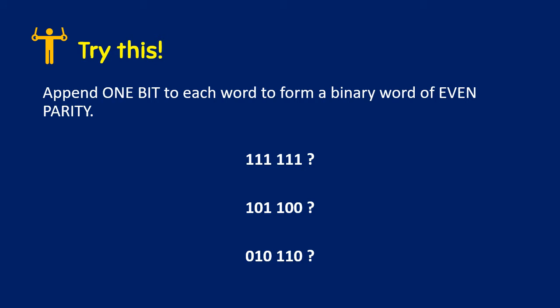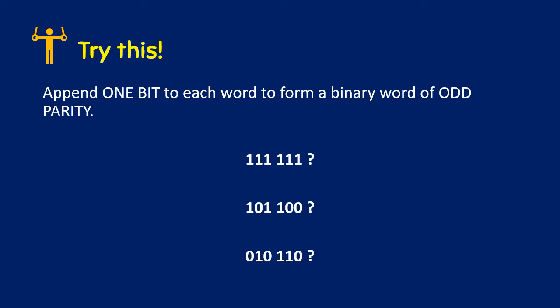Okay, so let's try this. Append one bit to each word to form a binary word. Again, we want it to be of even parity. So we have how many ones here? We already have 6 ones. So this one should be 0, so that you still have 6 ones. This one you have 1, 2, 3. That's odd. So we have to add 1 to make it even. 1, 2, 3. Again, that's an odd number. So we have to add 1.